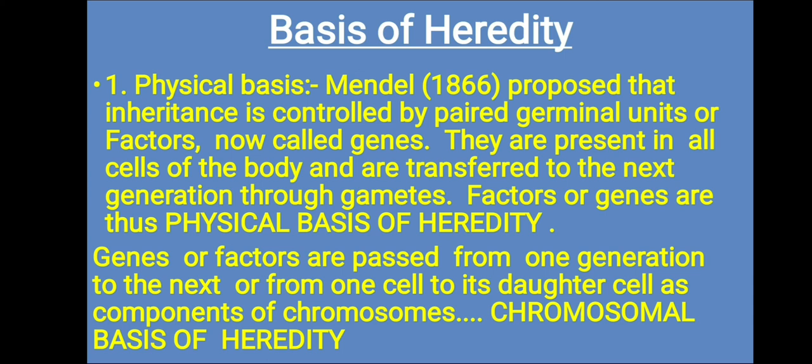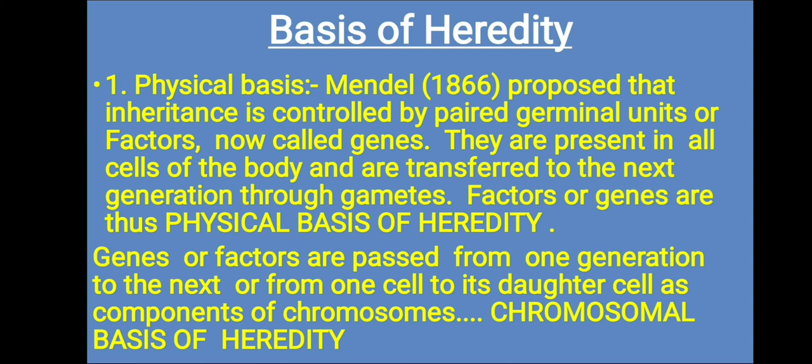While, as we know, the genes or the factors are passed from one generation to the next generation, or from one cell to its daughter cell, as components of chromosomes. We are aware that the genes are segments of the DNA, and DNA together constitutes thread-like structures called chromosomes. Every organism has a specific number of chromosomes. As we know, human beings have 23 pairs of chromosomes.